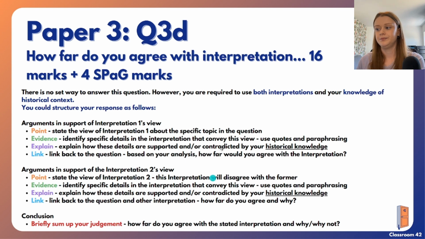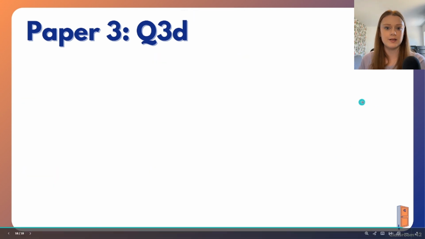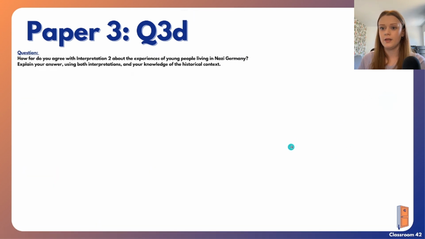Okay, so let's have a look at our example answer for this question. Our question is, how far do you agree with interpretation 2 about the experiences of young people living in Nazi Germany? We're still using interpretations 1 and 2 that we were looking at in the previous 2 questions. Explain your answer using both interpretations. So you can see there, even though it only mentions interpretation 2, we need to include both interpretations in our answer. And we also need to include our knowledge of the historical context.